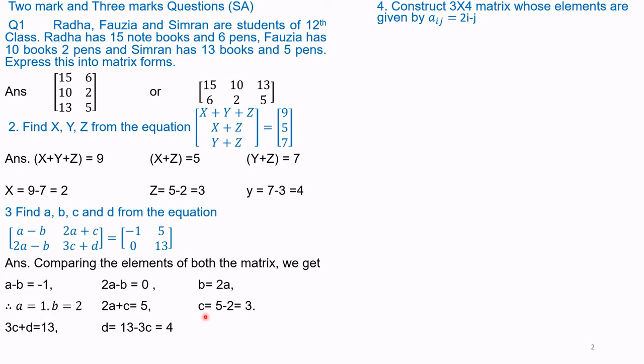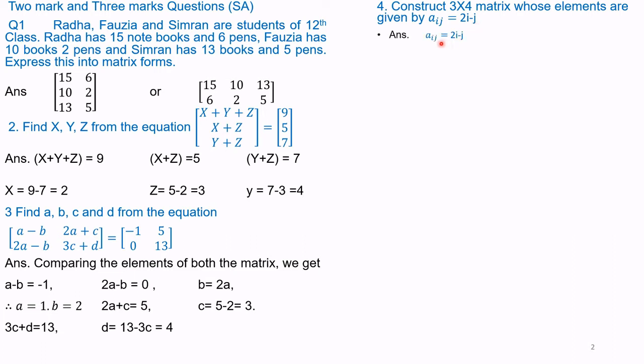Next question. Question number 4. Construct a 3 by 4 matrix whose elements are given by Aij is equal to 2i minus j. Please read it carefully. We have to construct a matrix of 3 rows and 4 columns whose elements are Aij. Each element is defined as Aij is equal to 2i minus j. Here i is the row number and j is the column number. Let us solve it.